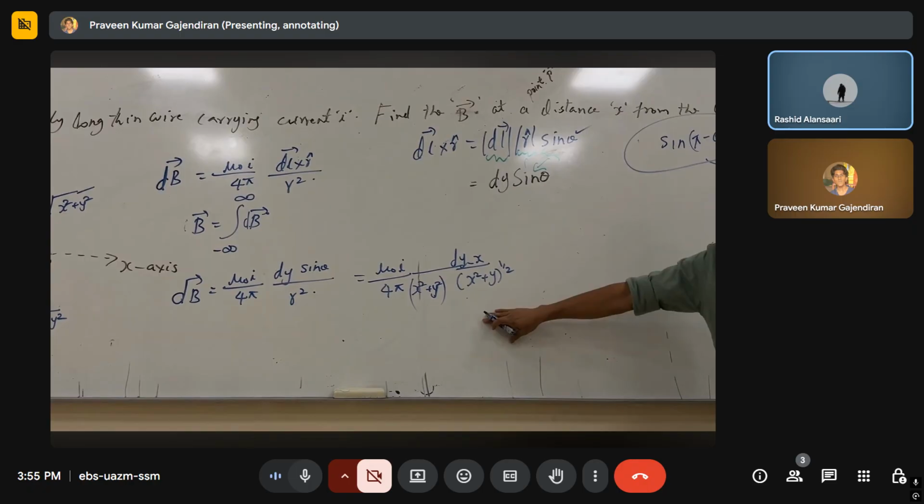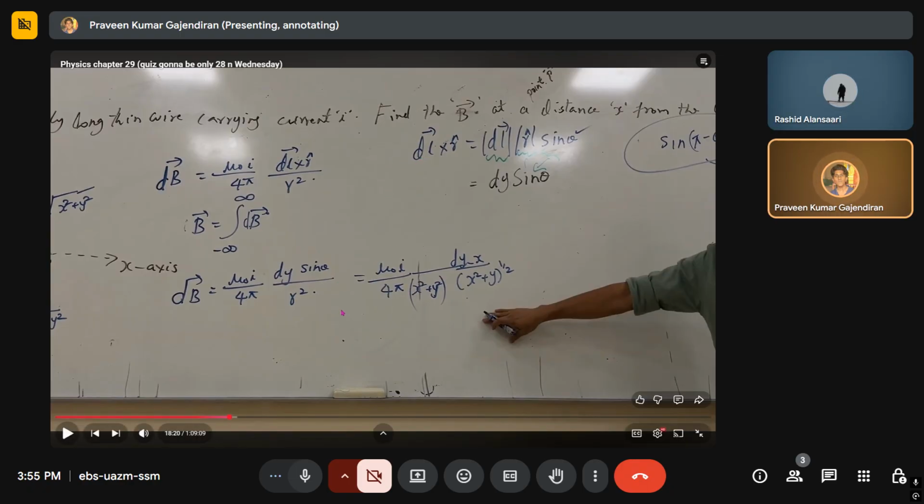Wait, I'm stuck here. Okay, so basically after this, dB for dl, this guy is mu I, dl sine, and then mu I, dy minus x. Why did he turn sine theta into minus x? Bro, why did he turn the sine theta into minus x?